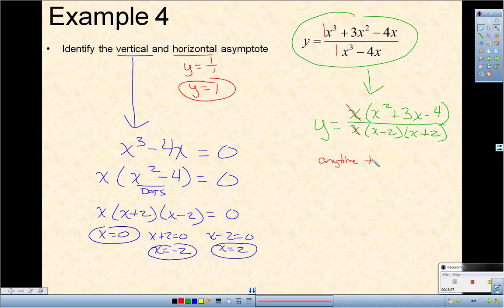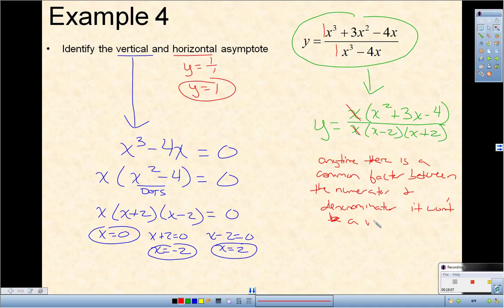So anytime there is a common factor between the numerator and denominator, it won't be a vertical asymptote, but it will be a point discontinuity. All right, let me just go back and confirm that.